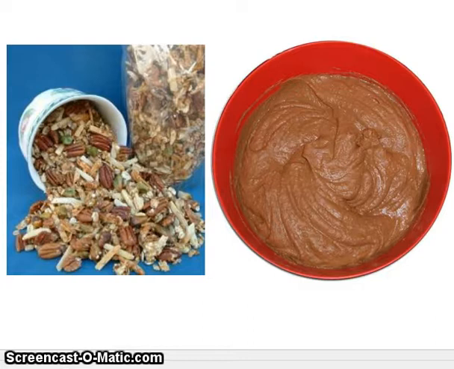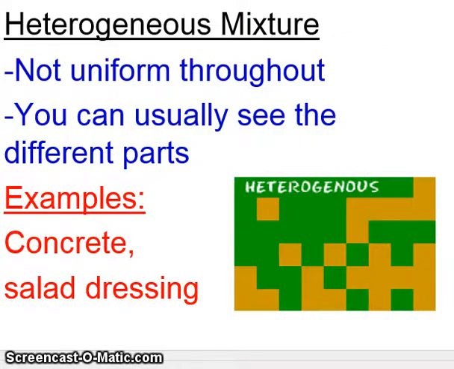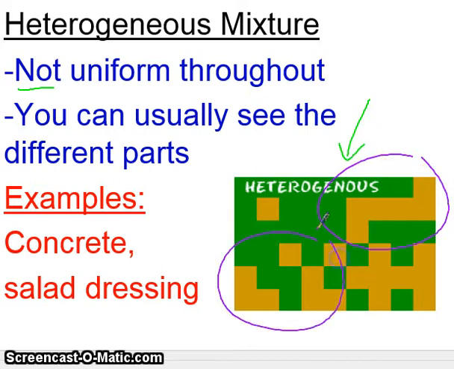So this, then we go on to the heterogeneous mixture, and hetero would mean different. So this is a mixture that is different, not uniform throughout. And so you can usually see the different parts of the mixture. An example here is this checkerboard pattern, and notice that one side of it is different than another side of it. So this is still a mixture, however it's heterogeneous. Concrete would be an example. In concrete you usually see rocks and maybe pockets of air, and you can see that it's not perfectly mixed.